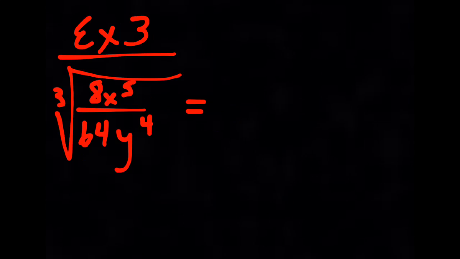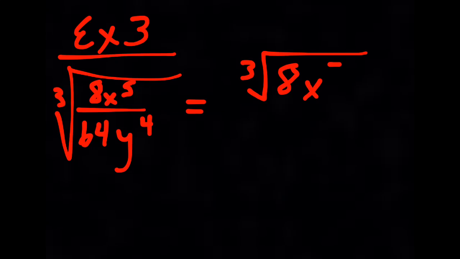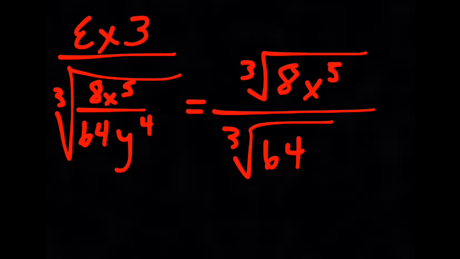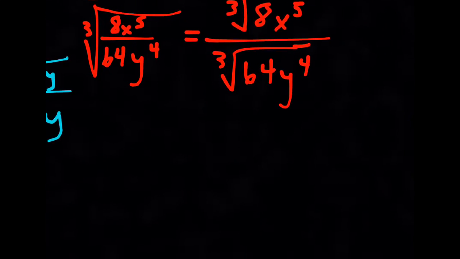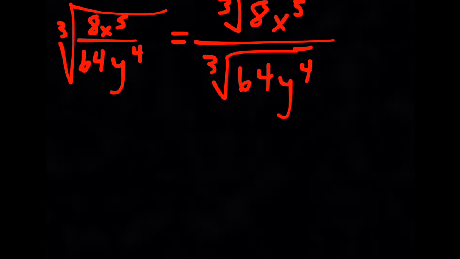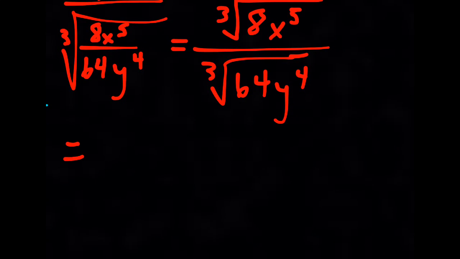So first step would be to separate the cube root on the top and on the bottom. Then the same as we did with the square root, we want to simplify the top and the bottom. So can I take the cube root of 8? What's the cube root of 8? It's 2. Because 2 to the third is 8.